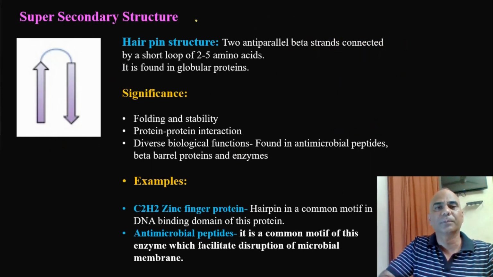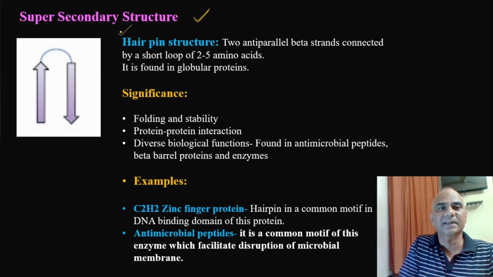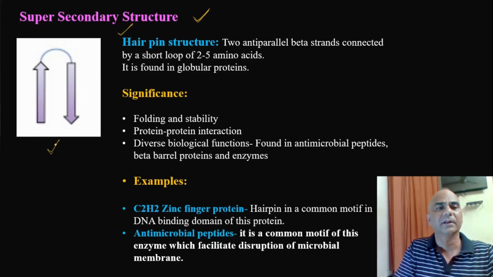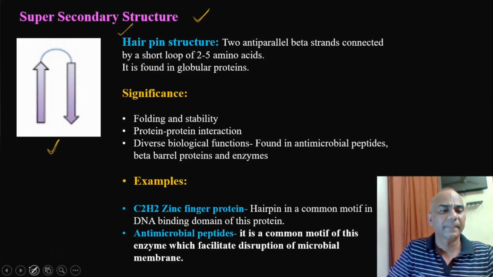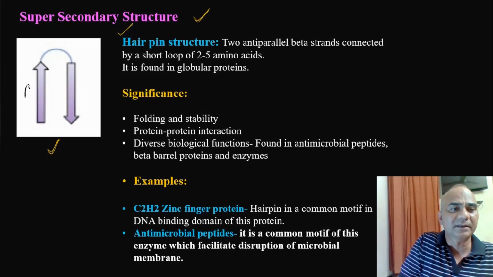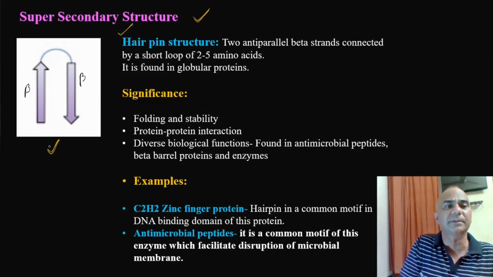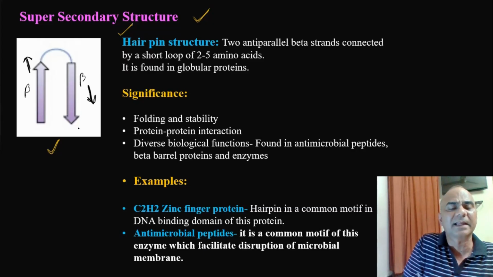This is a super secondary structure. Which one? The hairpin structure. In this figure you can see the two beta sheets. This is one beta sheet and this is the other beta sheet. And you can clearly see that these chains are arranged antiparallelly. This arrangement is called the antiparallel arrangement.